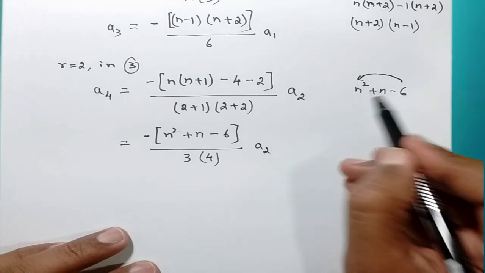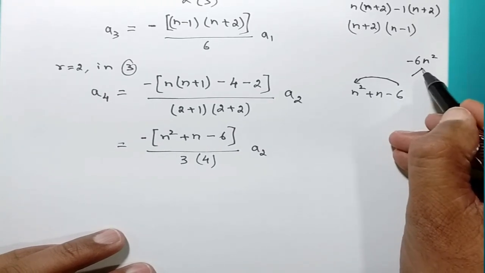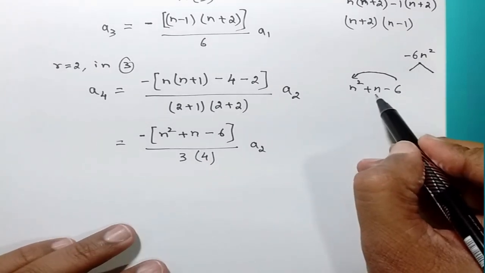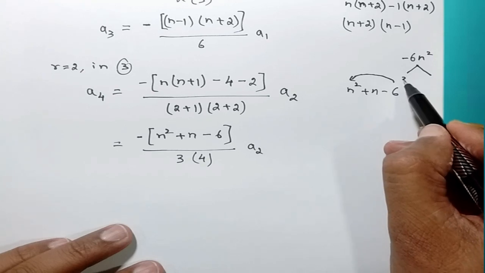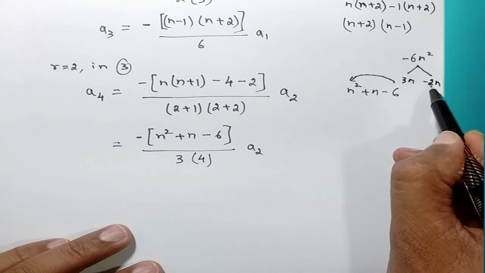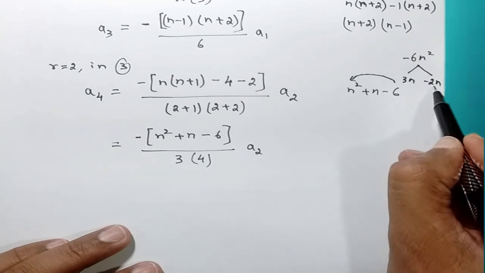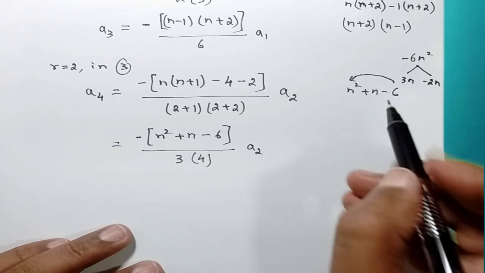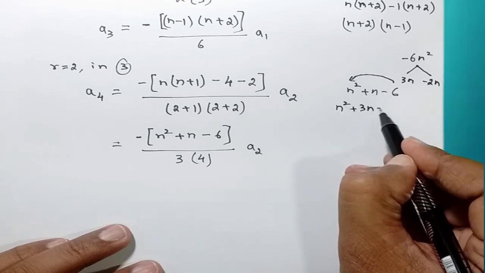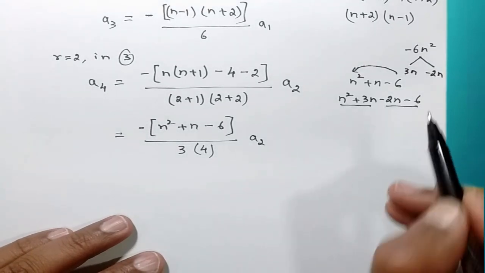If you multiply the last and the first term, we'll be getting minus 6 n square. You have to choose two terms in such a way that if you multiply, you get minus 6 n square, and if you add, you get plus n. So can I write this as 3n minus 2n? 3 into minus 2 will become minus 6, n into n will become n square, and plus 3n minus 2n will be plus n. Just factorize this one. So n square, in place of plus n I can write plus 3n minus 2n, and this is minus 6. Group the first two and the last two.